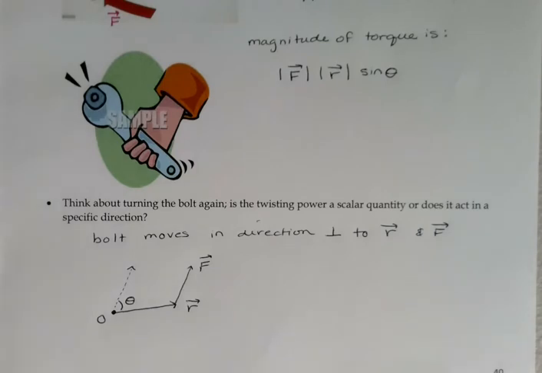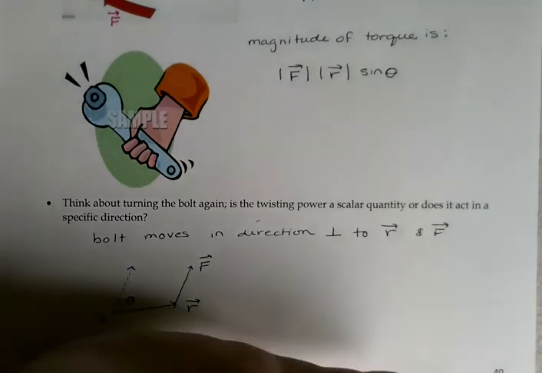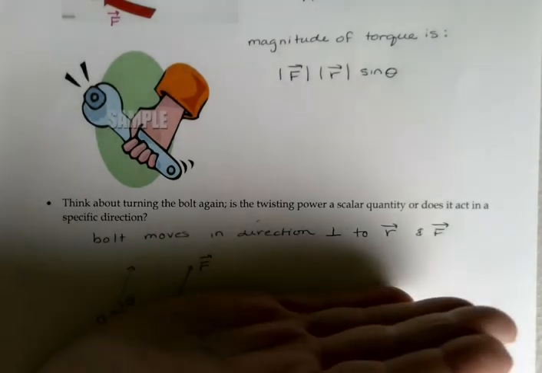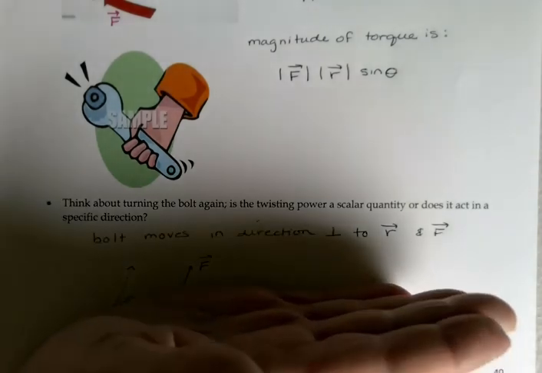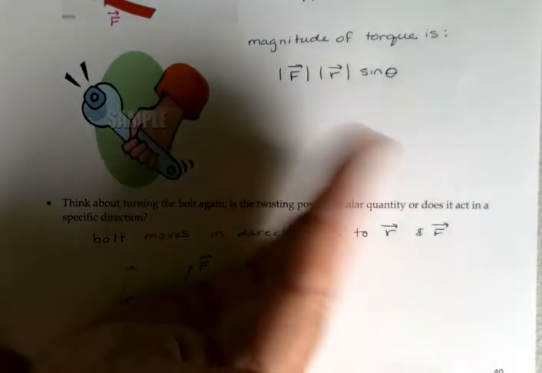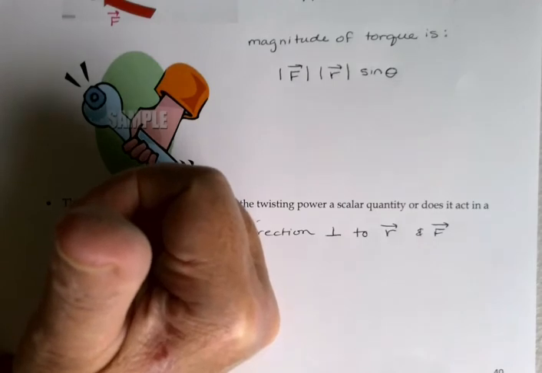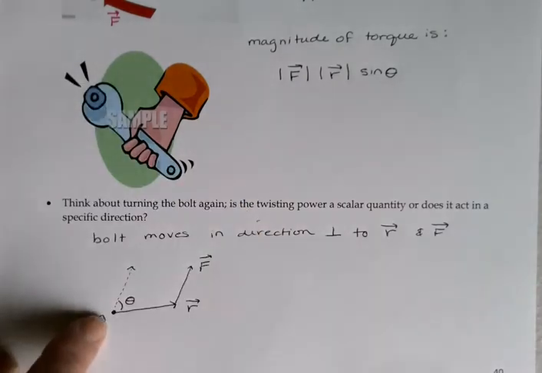This actually follows the right-hand rule that we discussed earlier in the chapter. If I take my hand, I'm going to put the heel of my hand at the origin and lay my hand along the R vector, curl my fingers toward the F vector in standard position. Notice my thumb comes up out of the page. That bolt is going to move upward.